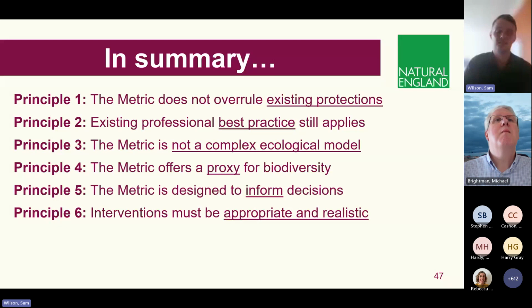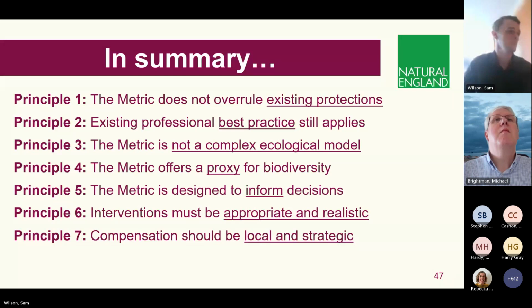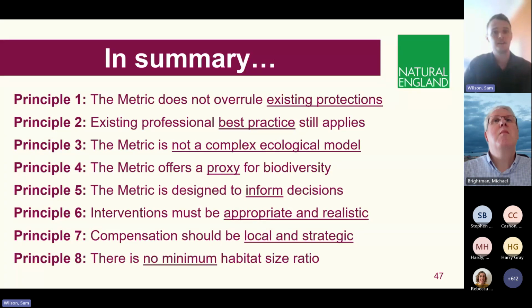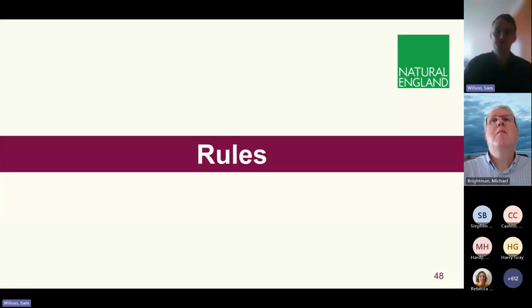And any interventions that are proposed need to be appropriate and realistic. And remember, that's within the project timeframe that's proposed. Compensation should be local and strategic wherever possible. And that starts with on-site first and then off-site, only where you can't deliver on-site. And then finally, there's no minimum habitat size ratio. So those were the principles. Now we'll look at the rules.